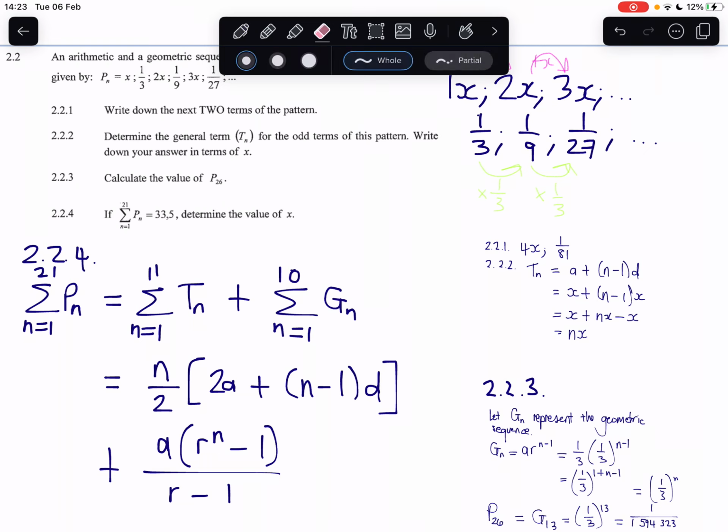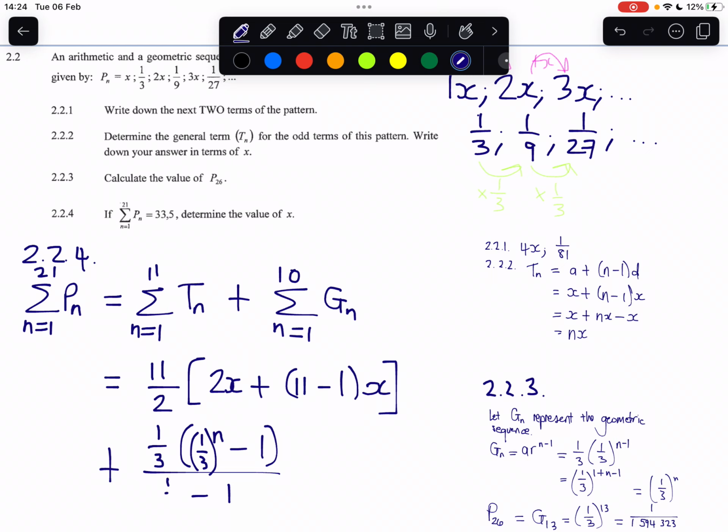Okay, so now let's replace these with the values. For the arithmetic one, we have here 11 terms. The a is x, n is 11, and the difference is x. Okay, and then for the geometric one, the first term is a third. The r is also a third. Okay, and then in the denominator, likewise, we replace the r with a third. So let us simplify.